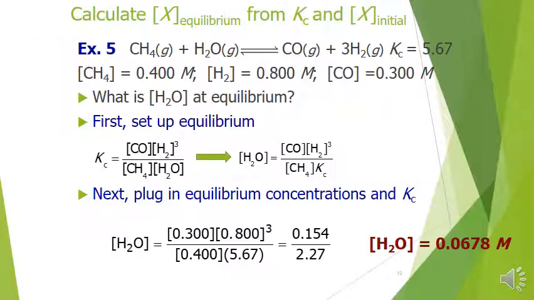And then, no ICE table for this because nothing's changing. So everything's at equilibrium already. So just rearrange the equation for water. And so this is your equilibrium expression. Rearrange it for water, and then plug everything in.